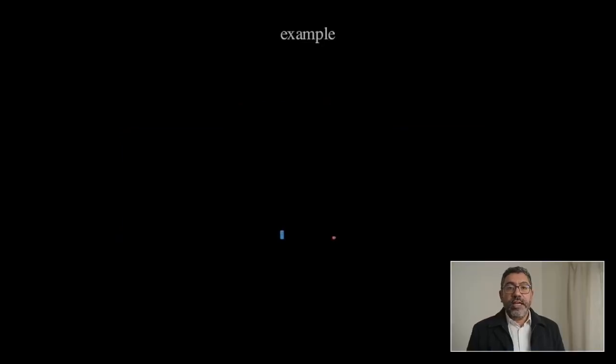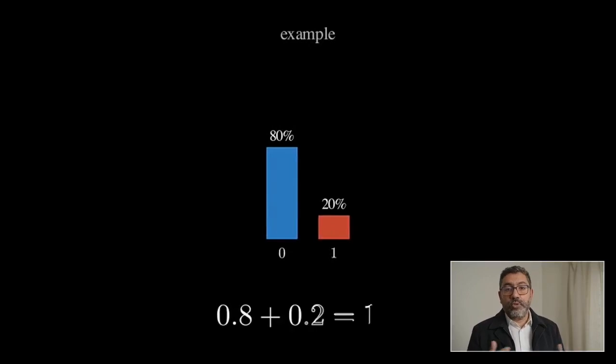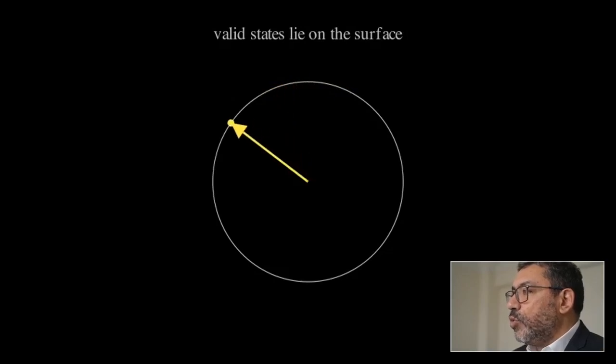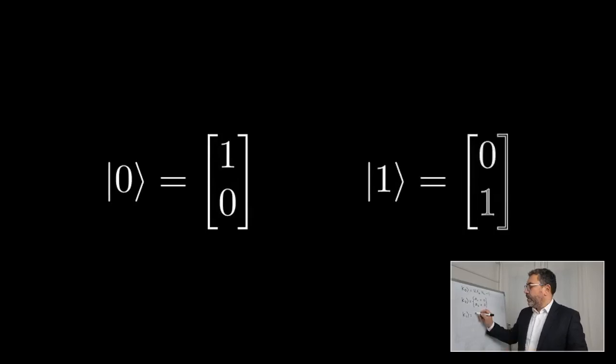For example, if 0 has probability 80% and 1 has probability 20%, the total is still 100%. This rule keeps the state valid. It means the qubit is always somewhere inside the allowed quantum space. Now let's write the basic states as vectors. Ket 0 is 1, 0, and ket 1 is 0, 1.